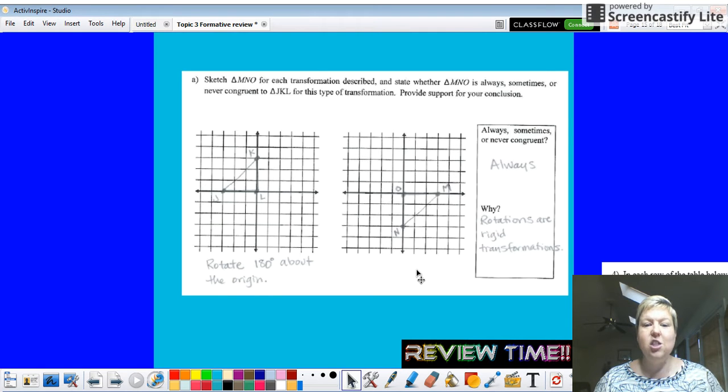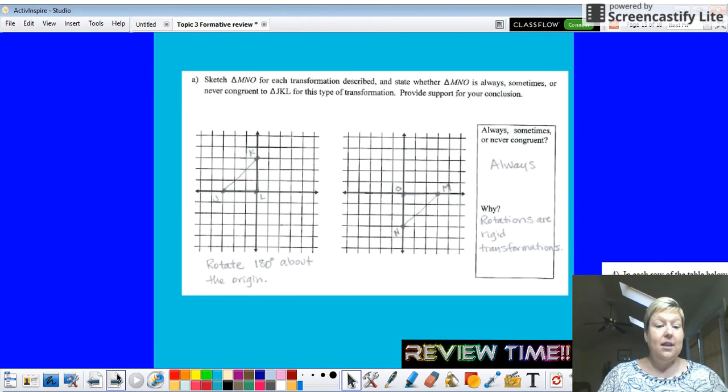What do we know about a rigid transformation? It preserves size and shape of the original figure, meaning that these 2 triangles will always be congruent if all you've done is rotated it. And it doesn't matter. You can rotate it 90 degrees. You can rotate it 270 degrees. You could rotate it all 360 to map it back onto itself. It is the same triangle.